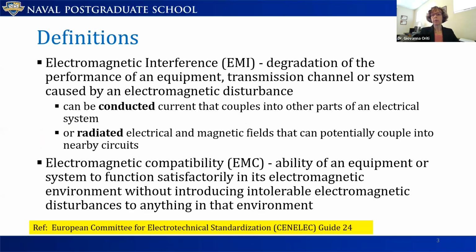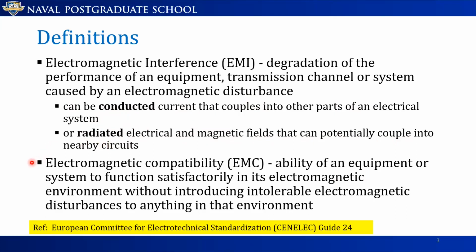So let's start with some definitions first. We have to start, of course, with what EMI is. Electromagnetic interference is a degradation of the performance of an equipment, transmission channel, or system caused by an electromagnetic disturbance. And it can be conducted or radiated. Conducted is current that couples into other parts of an electrical system. Radiated is electrical or magnetic field that can potentially couple into nearby circuits.